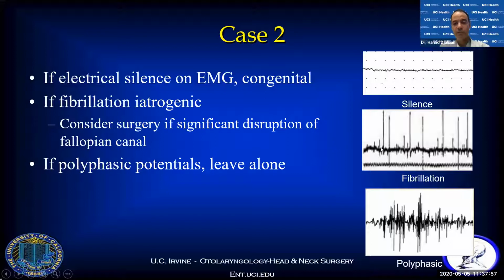So this is what fibrillation looks like. Essentially these tiny little spikes, which really don't have an equal positive and negative, which is what we're looking for in a true EMG. And that would indicate that there was a disruption from the fallopian canal. And then if there's polyphasic potential, that means there was probably some edema or something that happened to the nerve, but the nerve is now recovering, and so you just leave it alone. And this is what polyphasic would be like.